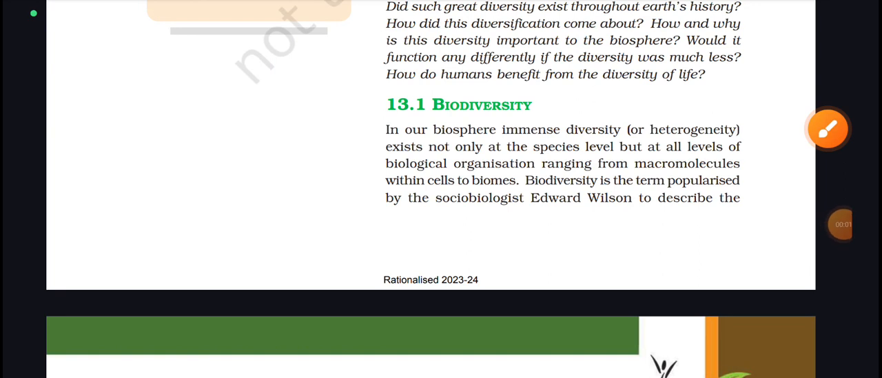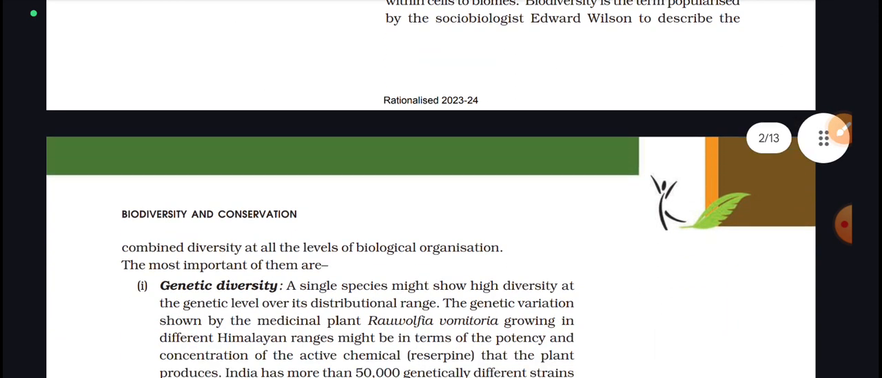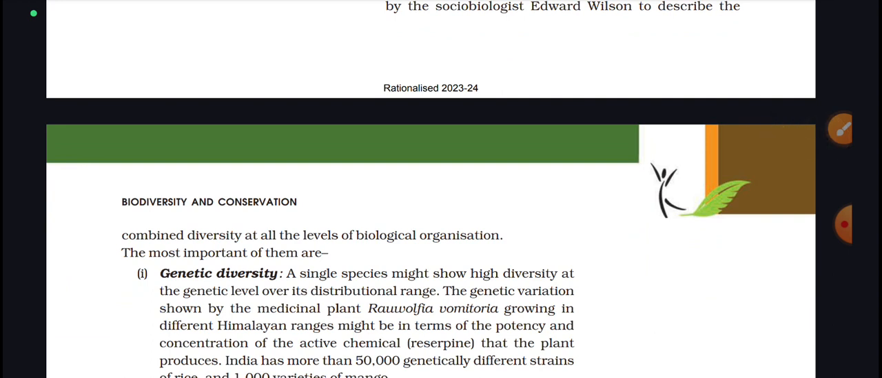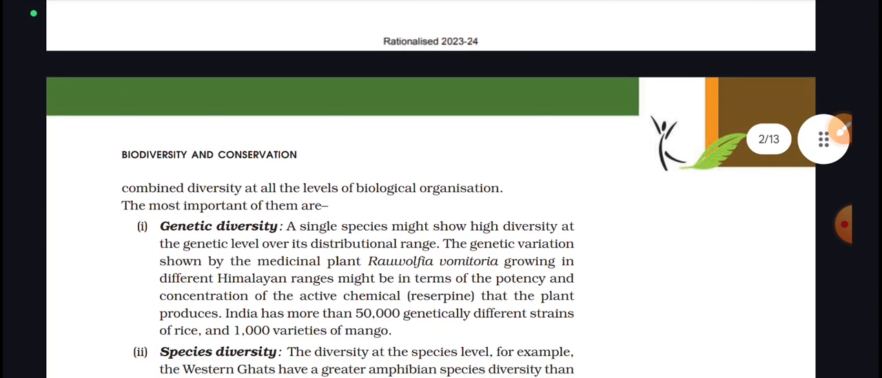Biodiversity. In our biosphere, immense diversity or heterogeneity exists not only at the species level but at all levels of biological organization, ranging from macromolecules within cells to biomes. Biodiversity is the term popularized by the sociobiologist Edward Wilson to describe the combined diversity at all the levels of biological organization. The most important of them are genetic diversity.